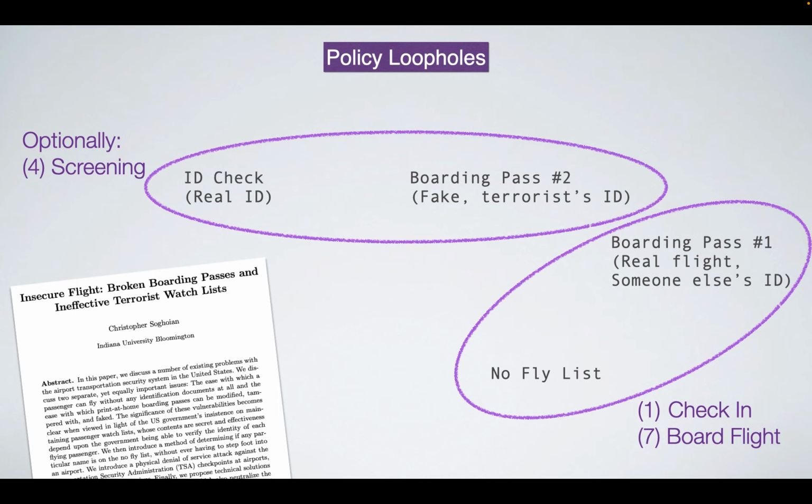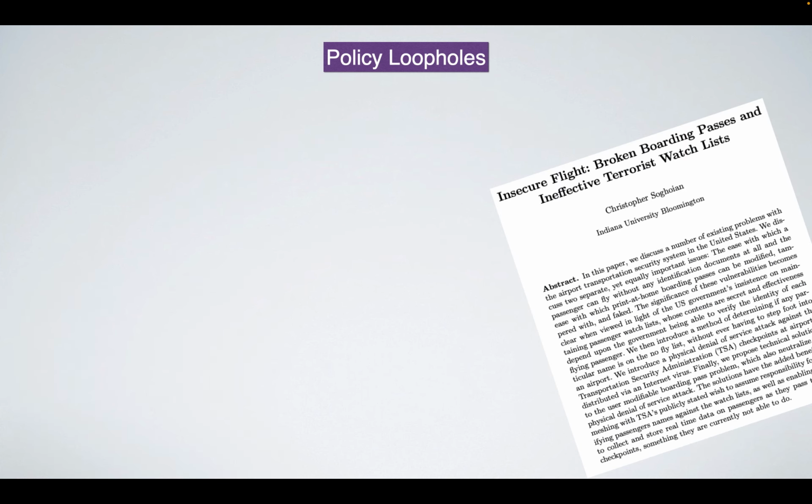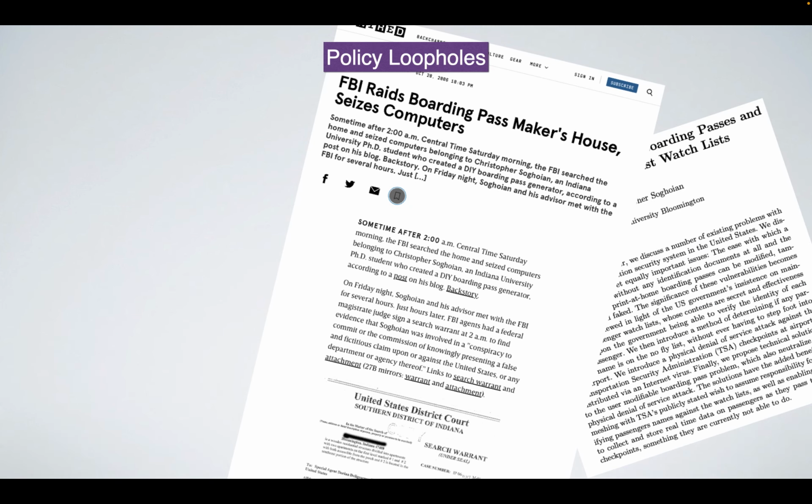Okay, so there was a researcher a long time ago who pointed this out, named Chris Soghoian. He got his door kicked down by the FBI, and they seized all his computers as a result of doing this. He also had a website that showed you how easy it was to fake a boarding pass. I think you could just type in the information you want and press a button, and it would spit out a fake boarding pass, so they didn't like it.